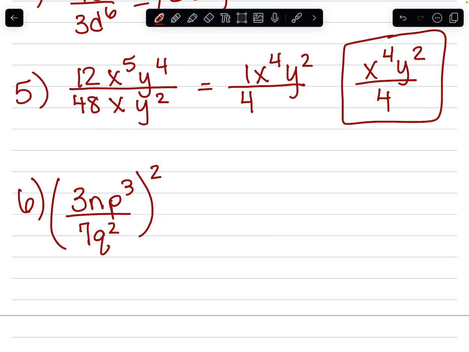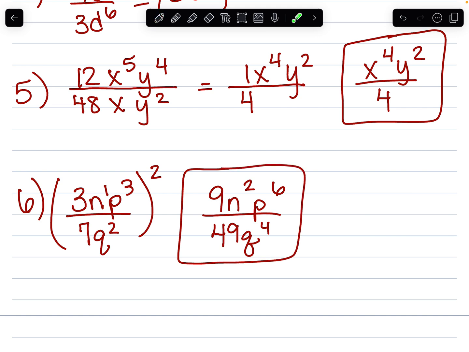So 3 squared, what's 3 times 3? 9. Okay. Then what exponent does n have right here? A 1. And what am I doing with these two numbers? It's a power to another power, Kaylin. Yeah. Multiply. So I get n to the second and p to the sixth. Then I'm doing the same idea on the bottom. 7 gets squared. What's 7 squared? 49. And then what am I doing with my exponents? Q to the fourth.